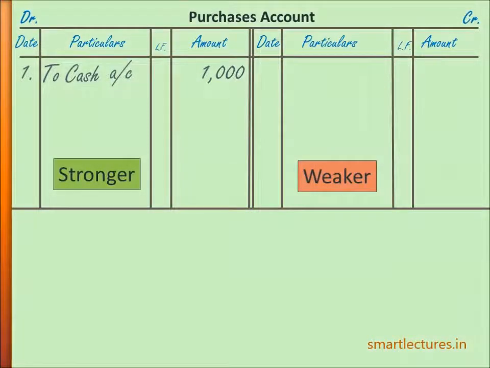Move to purchases account. The total on debit side is rupees 1,000. So what will you write down? By balance c/d rupees 1,000.